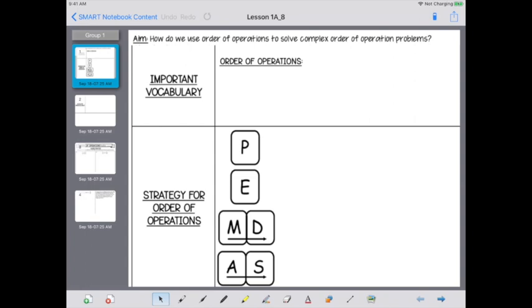Let's get to it. Welcome back. We are going to be doing lesson 8 today. Our aim is going to be how do we use order of operations to solve complex order of operation problems. So now we're going to be putting all of our information that we learned from past lessons into one. So we're going to start off by just defining what order of operations is again.